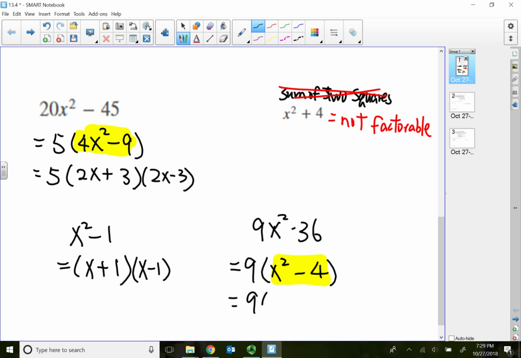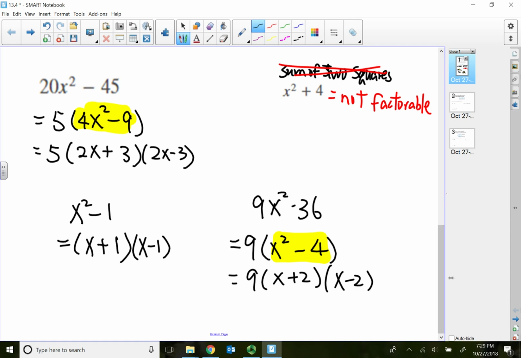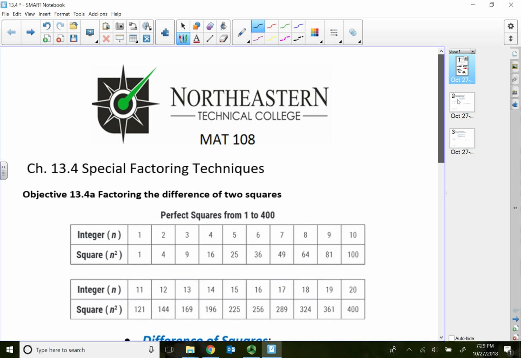So that will be 9 times x plus 2, because before x squared was squared, it was x, and before 4 was squared, it must be 2, times x minus 2. All righty. With this problem, we will conclude this lecture video on how to factor difference of squares. Thank you for watching.